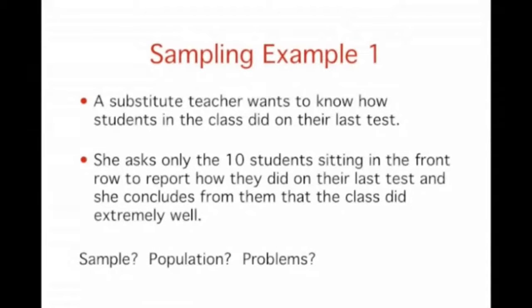In this example, a substitute teacher wants to know how students in the class did on their last test. She asks only the 10 students sitting in the front row to report how they did, and concludes that the class did extremely well. What is the sample? What is the population? Can you identify any problems with choosing the sample in the way that the teacher did?